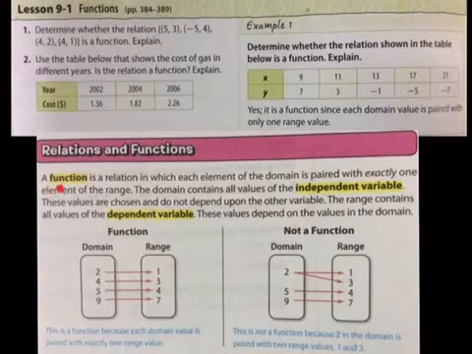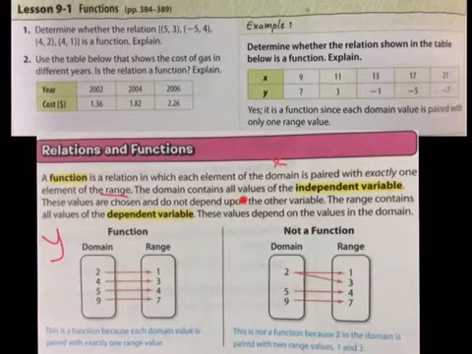Well, a function is a relation in which each element of the domain is paired exactly with one element of the range. Domain, you can see it as your x. If we were graphing, this would be your x-axis, and your range right there would be your y, your y-axis.